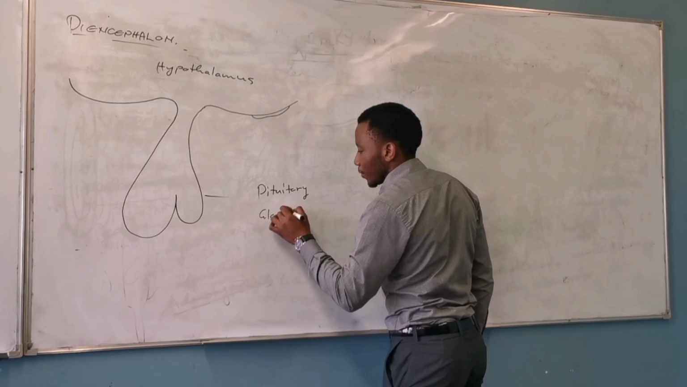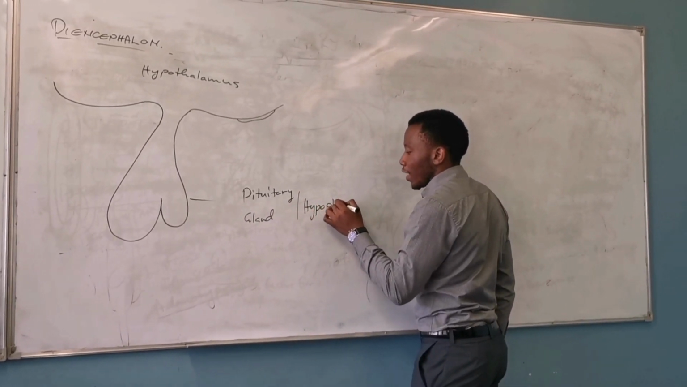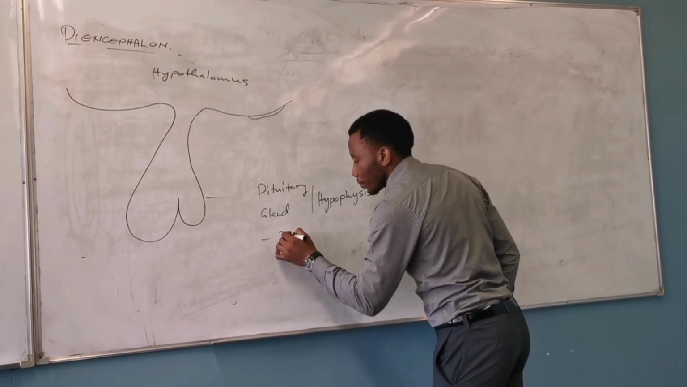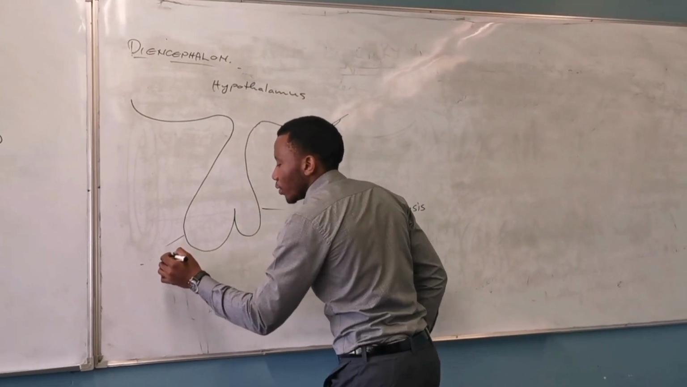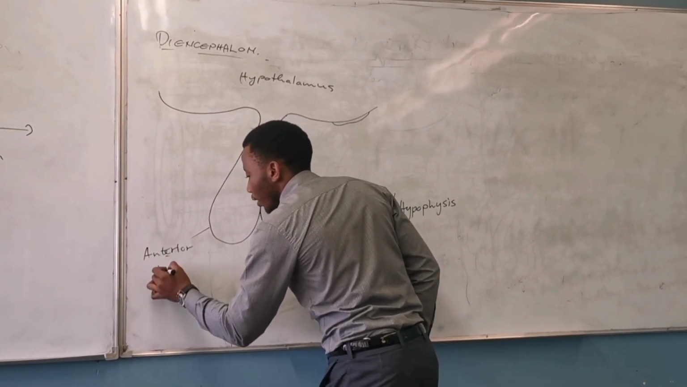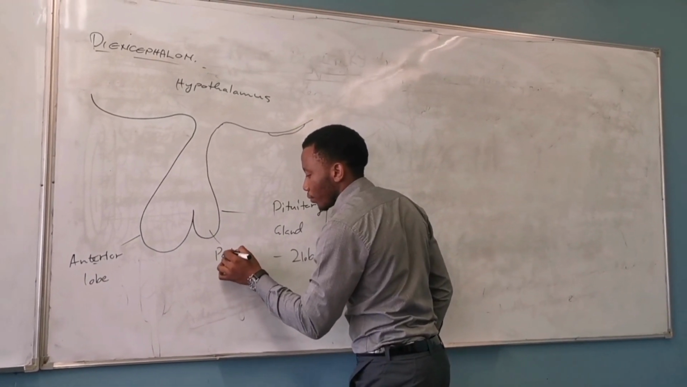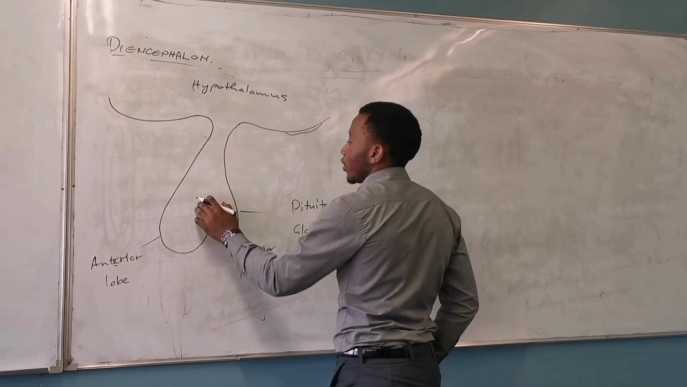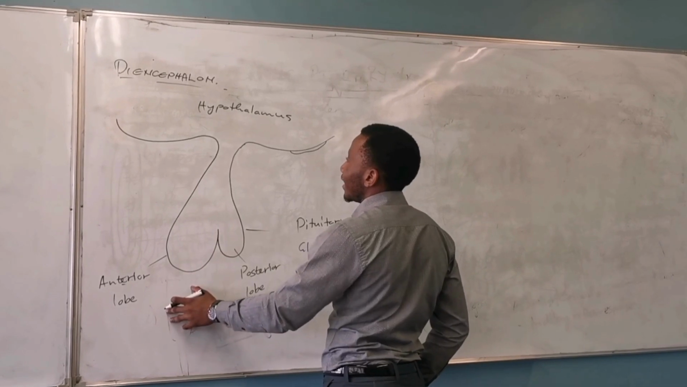The pituitary gland, we also call it the hypophysis. The hypophysis consists of two lobes: your anterior lobe and your posterior lobe. All right, so this is what we have. Anterior lobe, posterior lobe, we call this the pituitary gland.